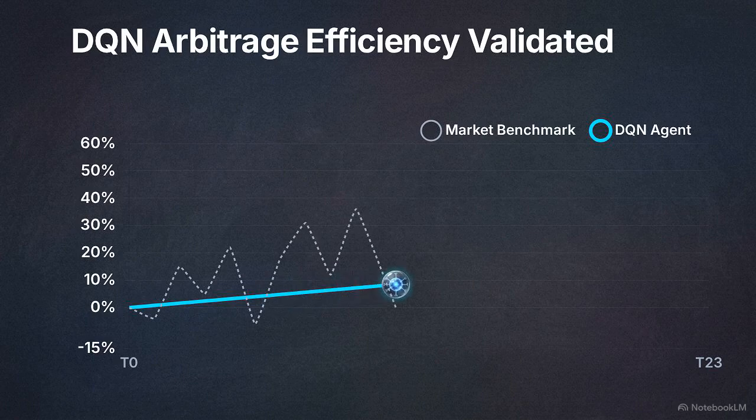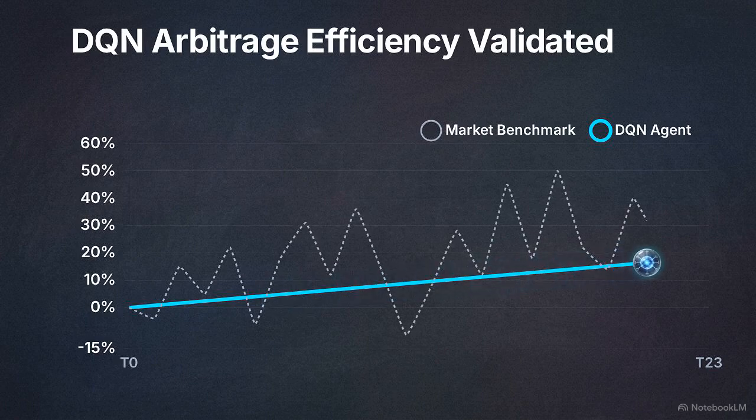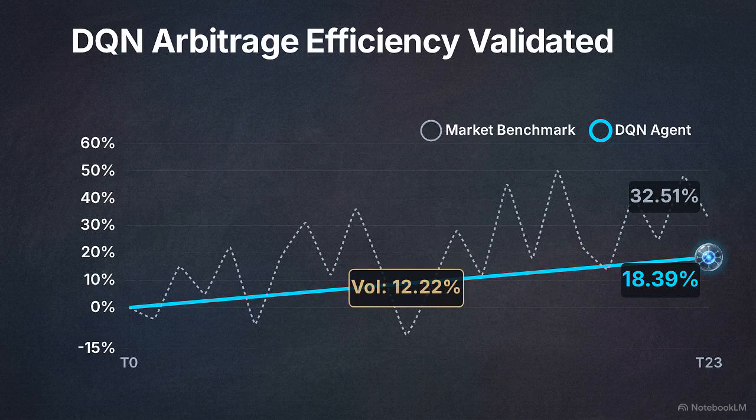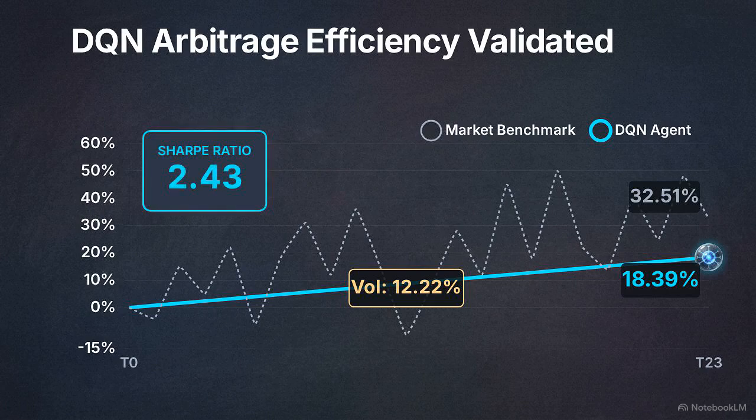This line chart plots that volatile benchmark against the performance of a deep Q network arbitrage agent. While the raw benchmark secures higher yield, this DQN agent achieves an 18.39% annualized return while compressing volatility down to 12.22%. The result is a Sharpe ratio of 2.43.